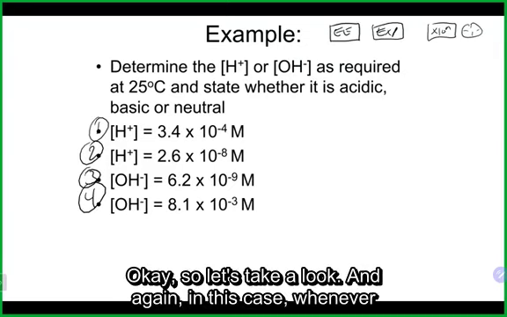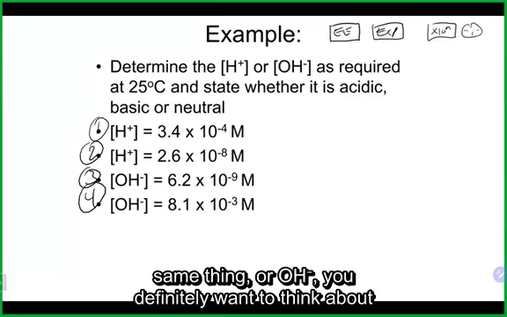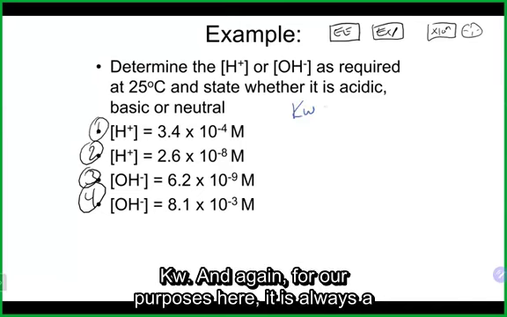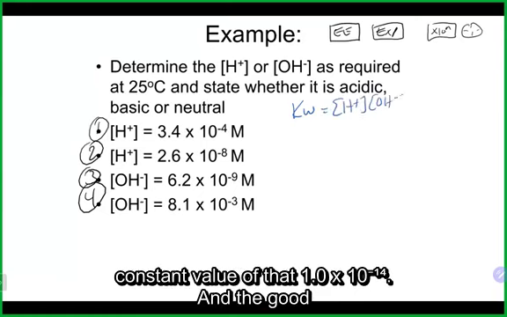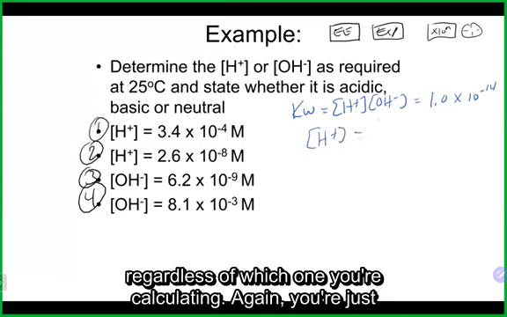Okay, so let's take a look. In this case, whenever you're given the H plus or the H3O plus, which again is the same thing, or OH minus, you definitely want to think about Kw. And again, for our purposes here, it is always a constant value of 1 times 10 to the minus 14.